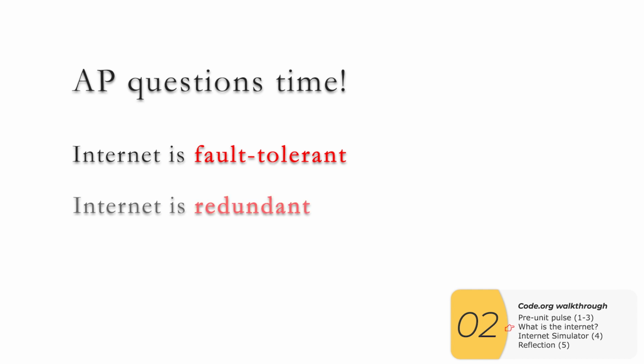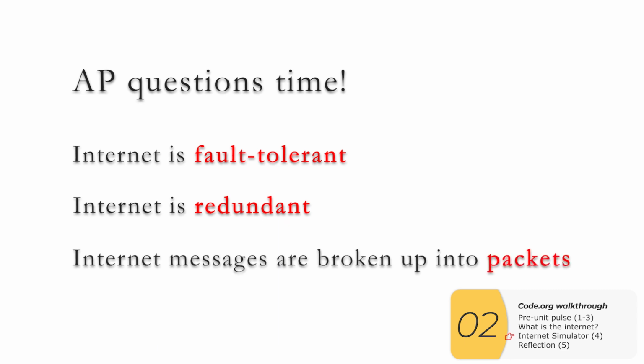The other terminology you'll need to know is that the internet is redundant, which is just another way of saying fault tolerant. If something goes down, the internet still works. Lastly, they talk about internet messages being broken up into blocks. There's a word for this, it's called packets, and we'll go over this later on.